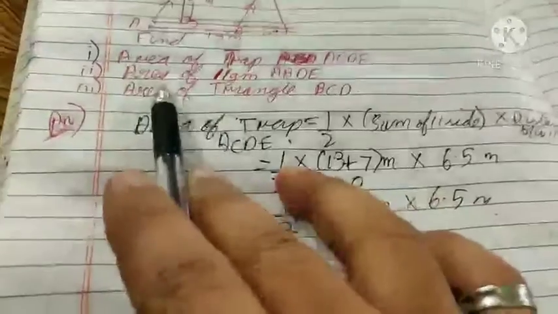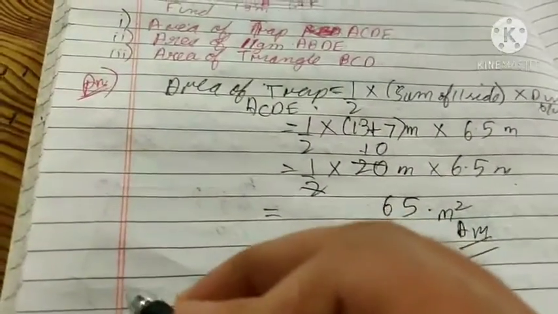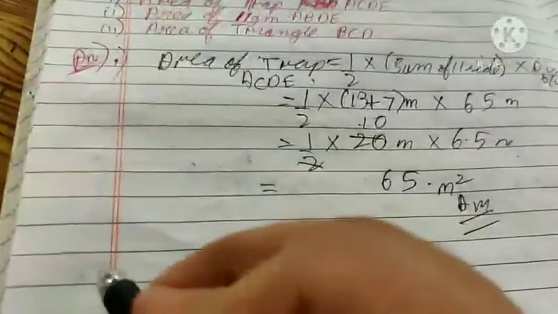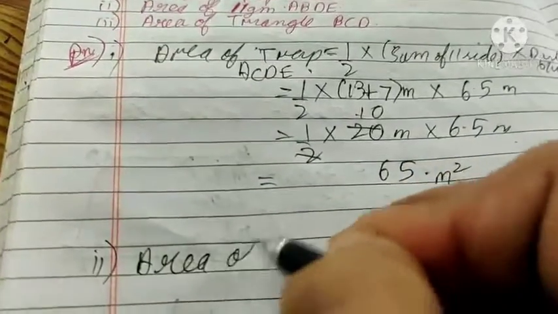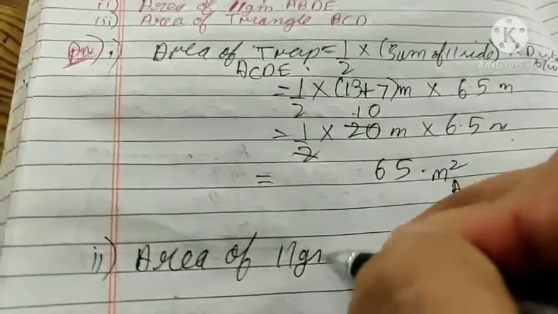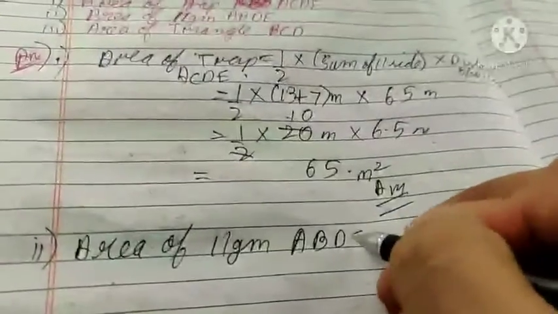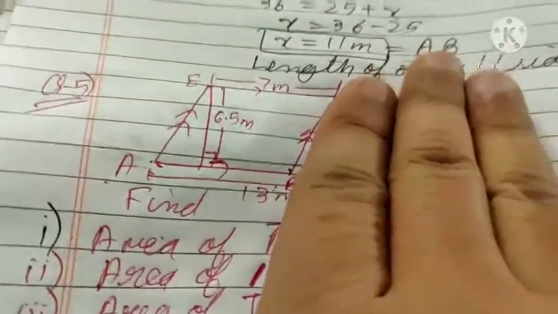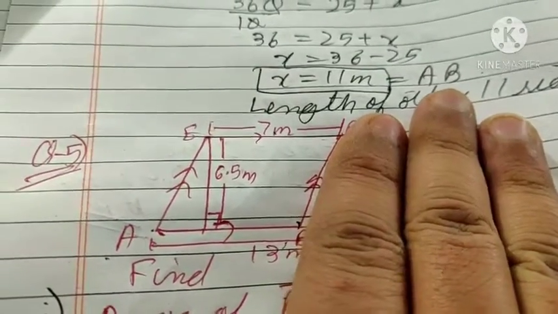So the next thing we have to calculate is the area of parallelogram ABDE. ABDE means this is the figure, right? You have to calculate the area of ABDE.